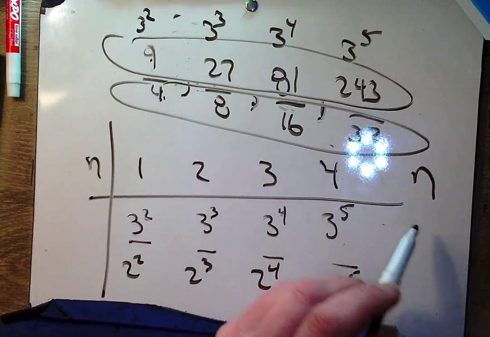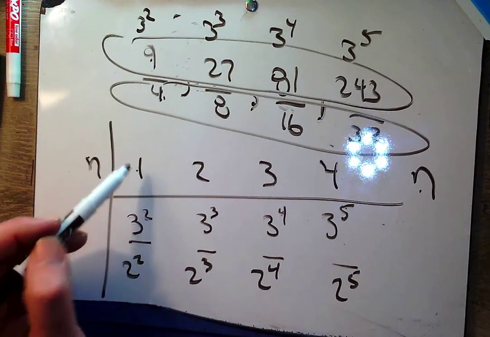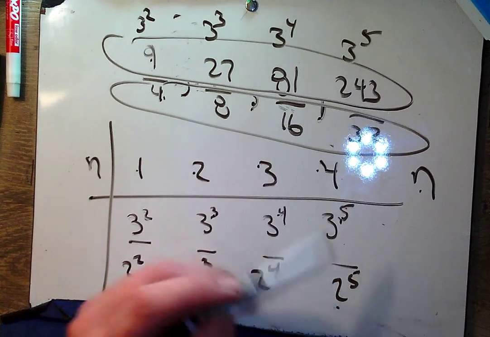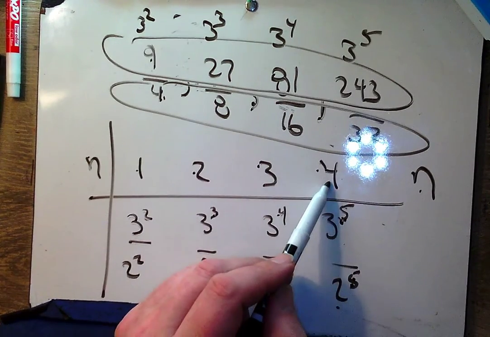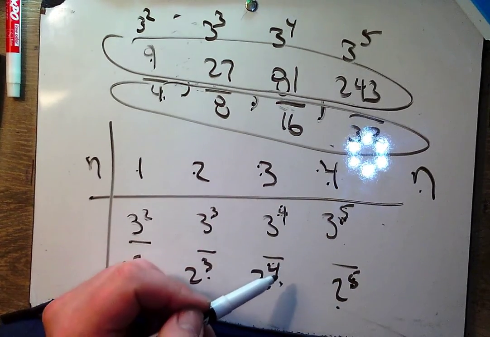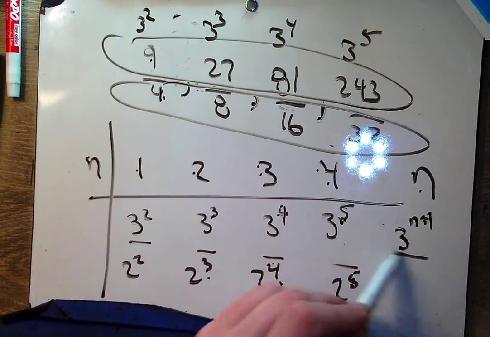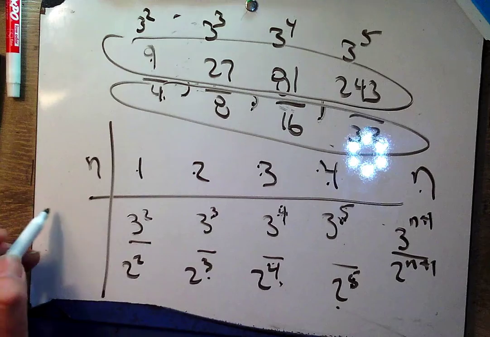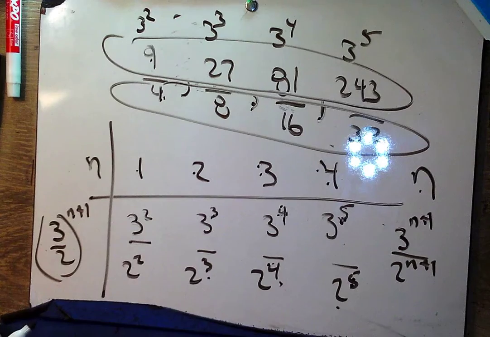So can we build a rule here for the nth term that somehow relates this n value to what we're seeing here? And to me, it looks like this number is the same, but that this number is one more than that. Is that true? This number is one more than that, and these are the same. So I could write this as 3 to the n plus 1 over 2 to the n plus 1, or I could combine them into 3 halves to the n plus 1. That would work as well.